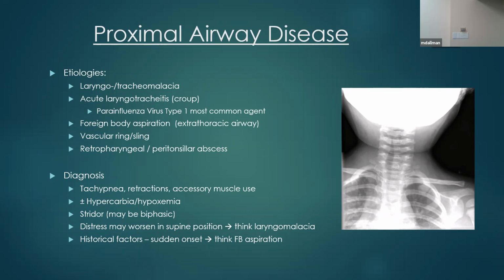Okay. It worsens in the supine position. If they give you that piece of history, that's classic for something like laryngotracheal malacia. Historical factors: a kid who's completely fine, all of a sudden they're not, and a lot of them have respiratory distress. It's usually some sort of foreign body or infection. Okay.